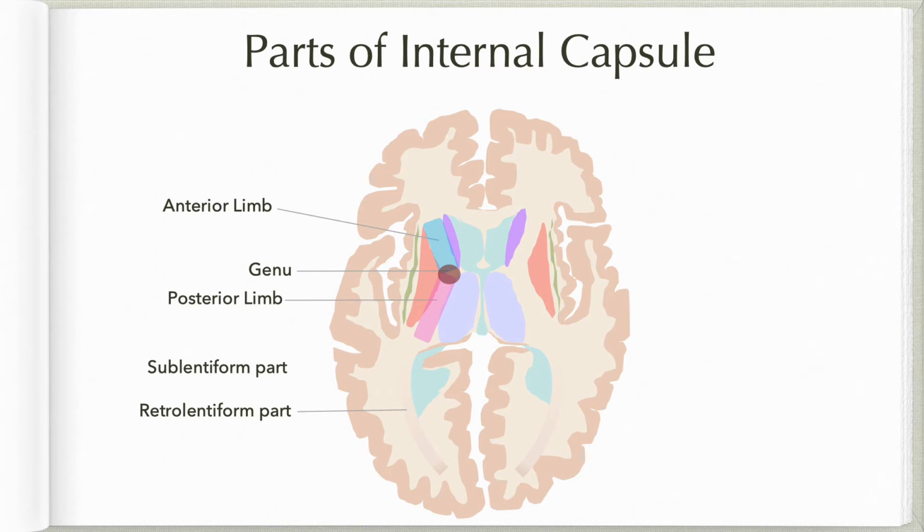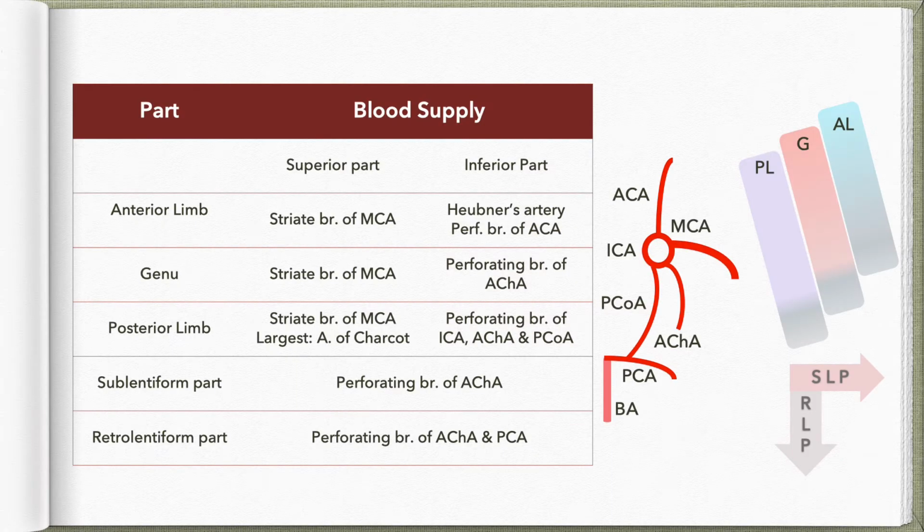Now coming to the blood supply of internal capsule. Anterior limb, genu and posterior limb, they are running downwards. So they are divided into an upper part and a lower part. Sublentiform part and retrolentiform parts are not divided into upper and lower parts.